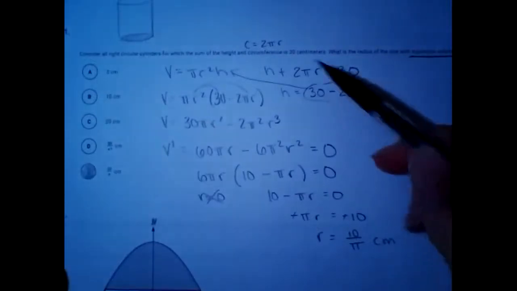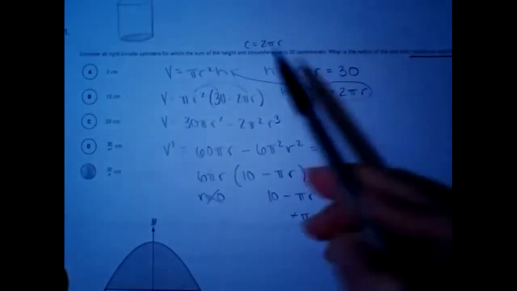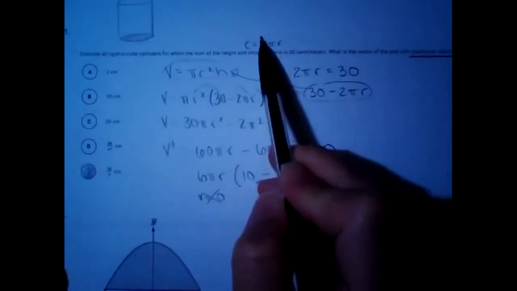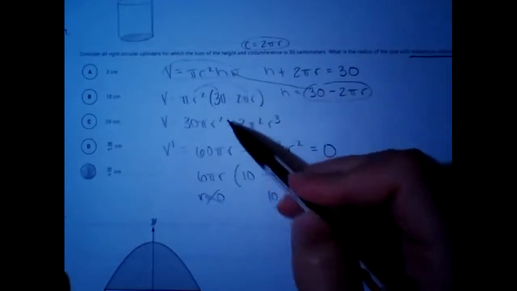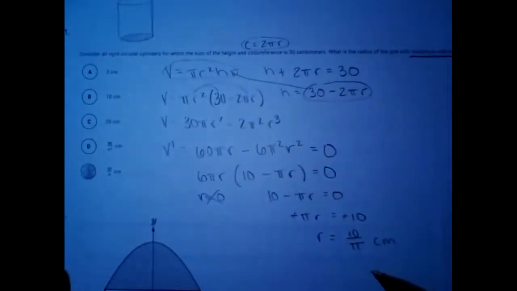So what I honestly think was hardest about this question is they did not give you the formulas for volume or circumference. You did have to know those. But other than that, it's no different than ones we did in the notes. You take this and substitute in, derivative equals 0, and then solve it.